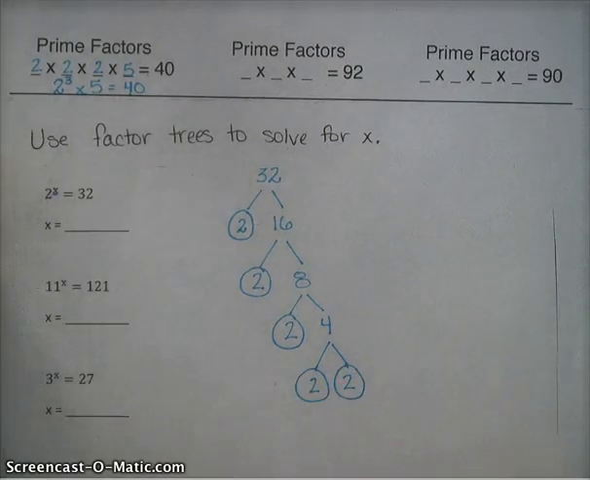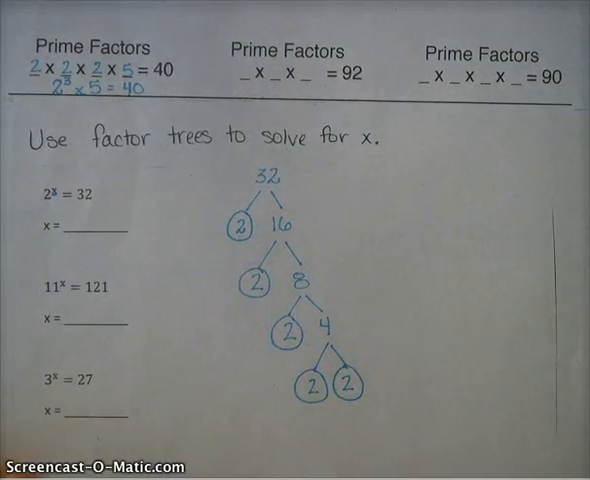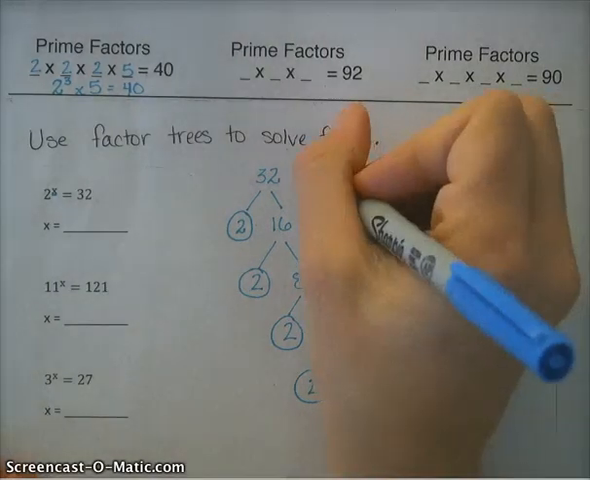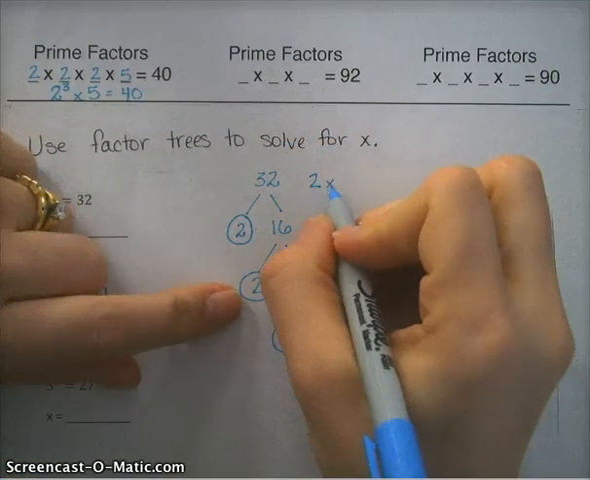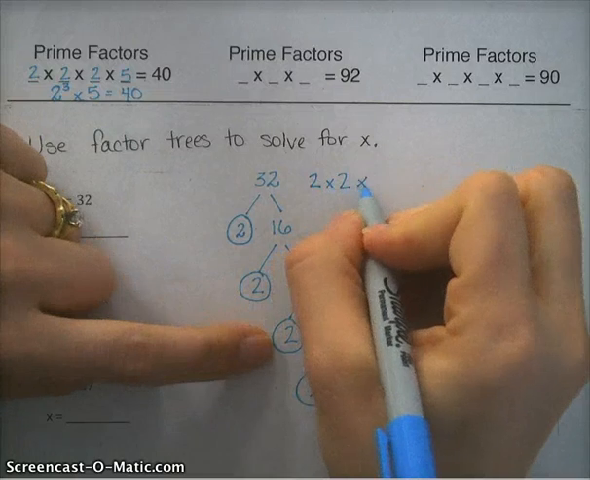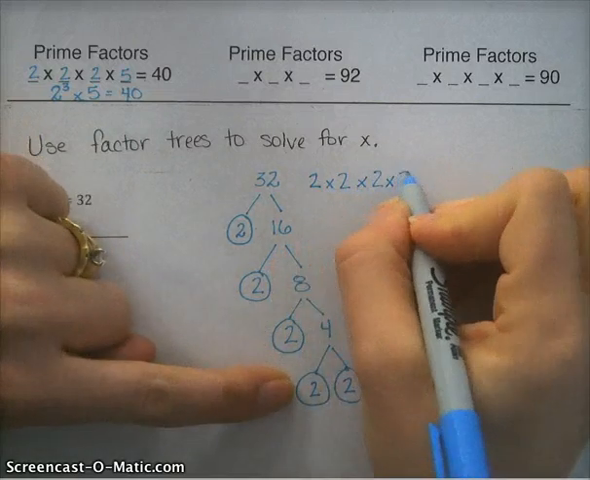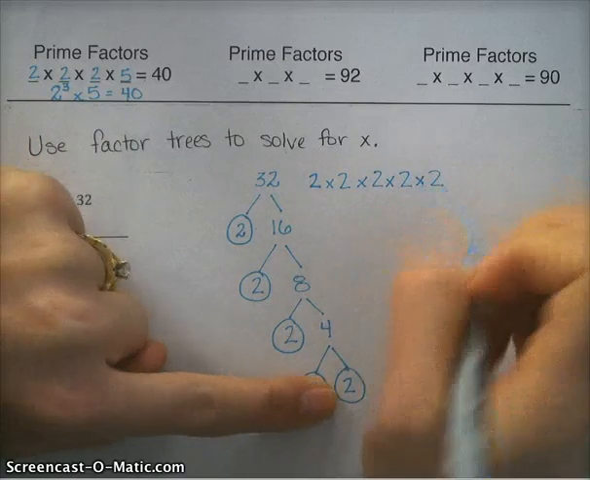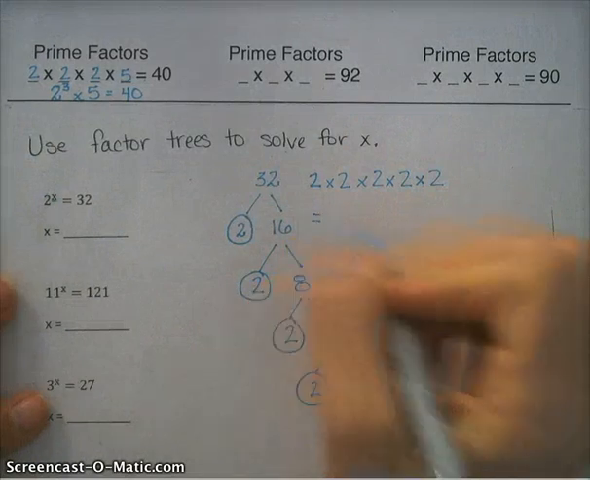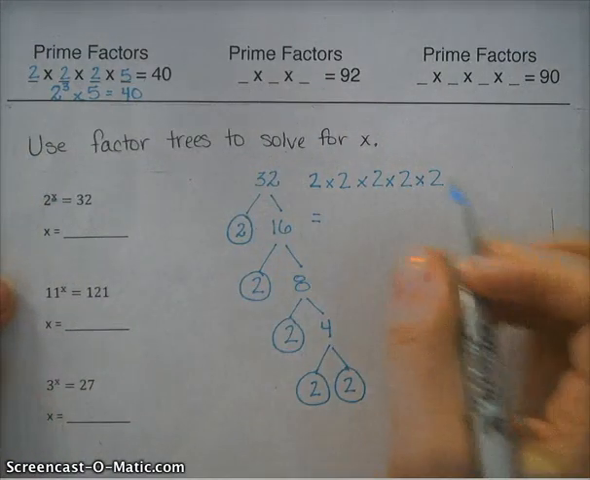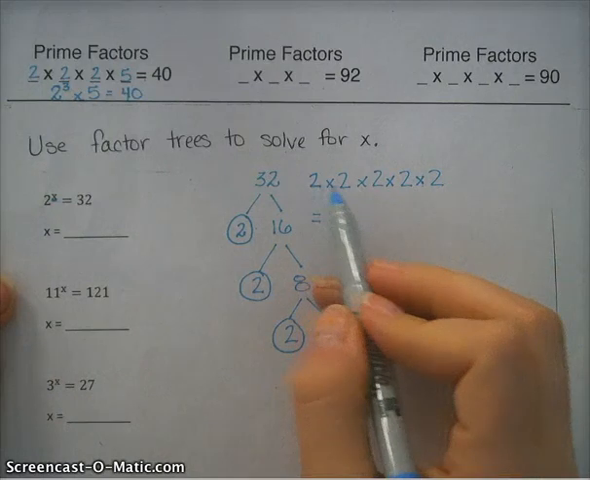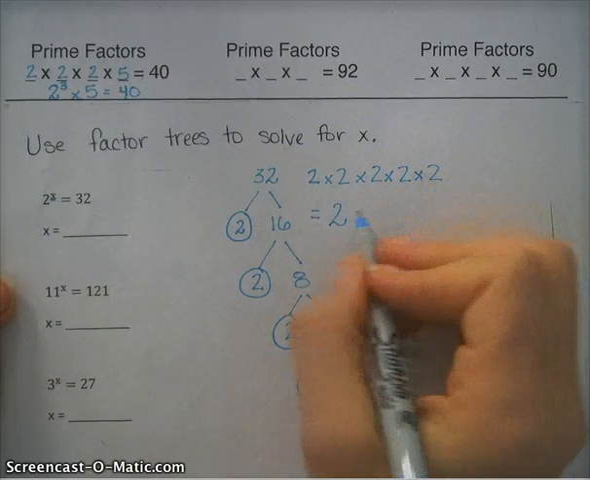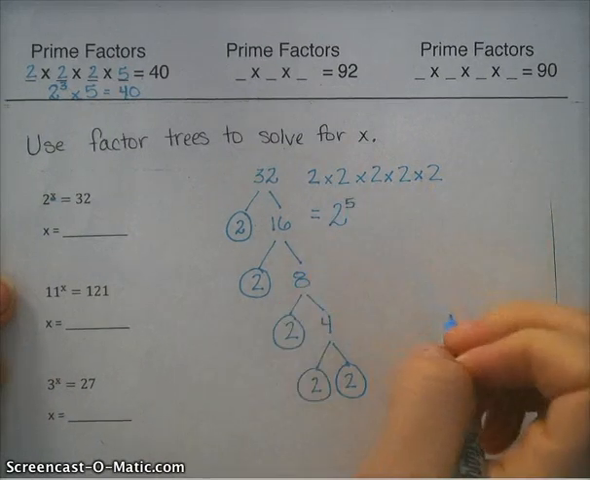So now, if I was to rewrite this out, I have 2 times 2 times 2 times 2 times 2. And we learned in the last video how to rewrite that in exponential notation. 2 is my base number, and how many times did I multiply it by itself? 1, 2, 3, 4, 5. 2 to the 5th power.